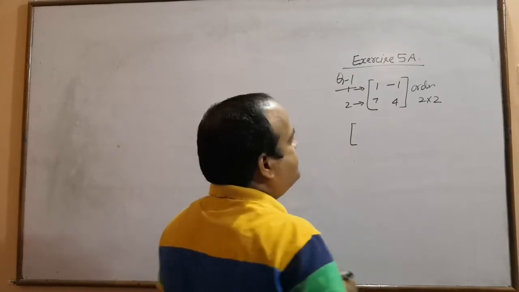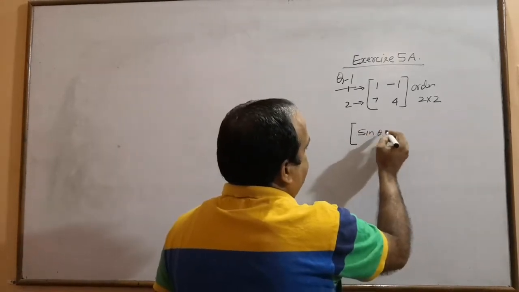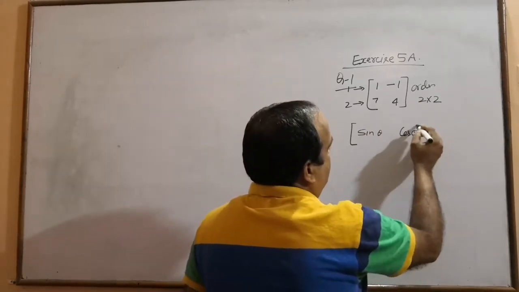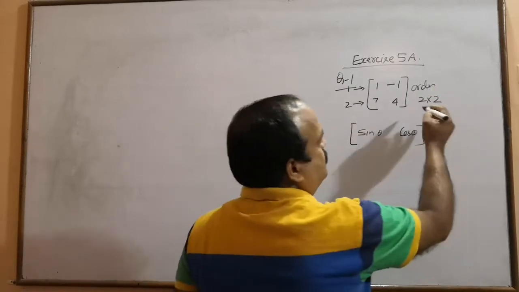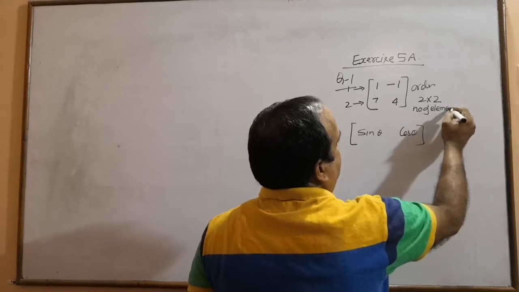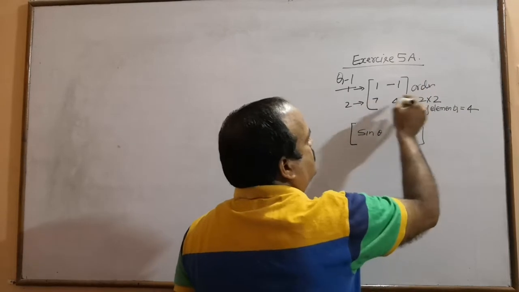Second, we have sin theta, cos theta. Here the order is 2 cross 2 and the number of elements will be 2 2s are 4. You can count 4 elements.